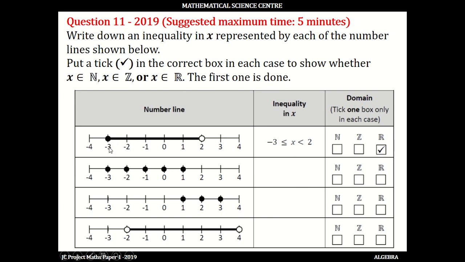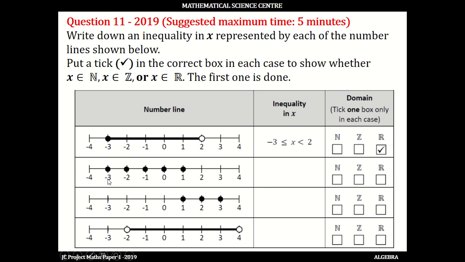So you can see here, minus 3 is less than or equal to x is less than 2. A hollow circle means we don't include 2. A solid circle means we do include minus 3. Now here we've got every number between minus 3 and 2. So that means x is a real number. So that's why the reals are ticked.